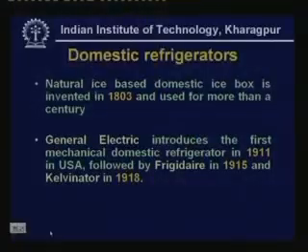As a result, people have tried to use artificial refrigeration methods in domestic refrigerators. So initial refrigerators used the vapour compression principle, and General Electric introduced the first mechanical domestic refrigerator in 1911 in the USA, and this was followed by Frigidaire in 1915 and Kelvinator in 1918.